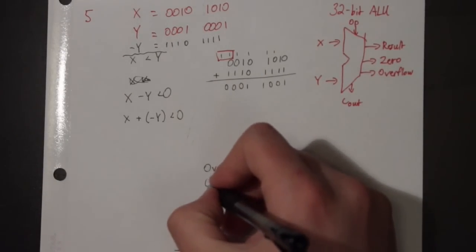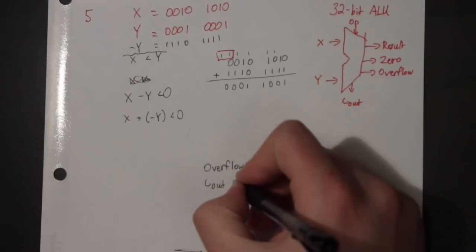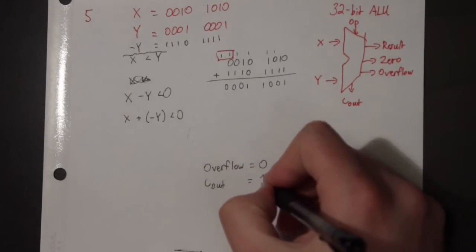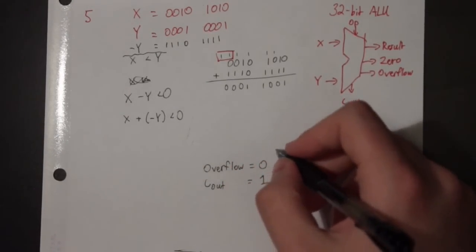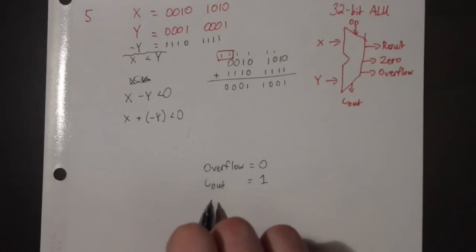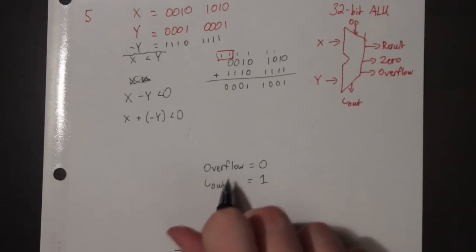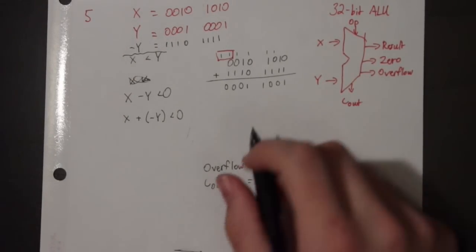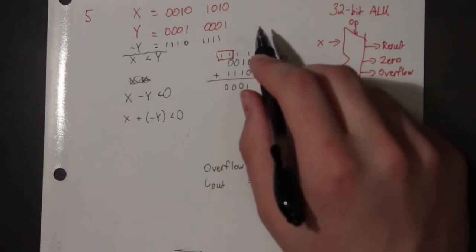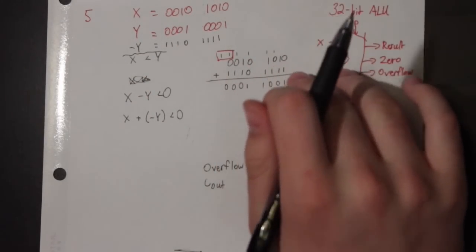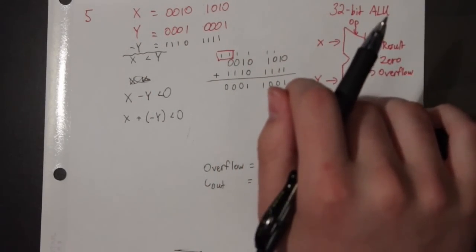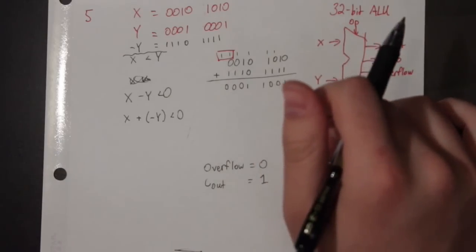One thing I'd really like to point out here is that carry out was 1 but overflow is false. A lot of people will sometimes conflate carry out with overflow and think that they're somehow correlated. When we're doing signed arithmetic, and none of what I'm about to say applies to unsigned arithmetic. In unsigned arithmetic, carry out and overflow are the same thing.